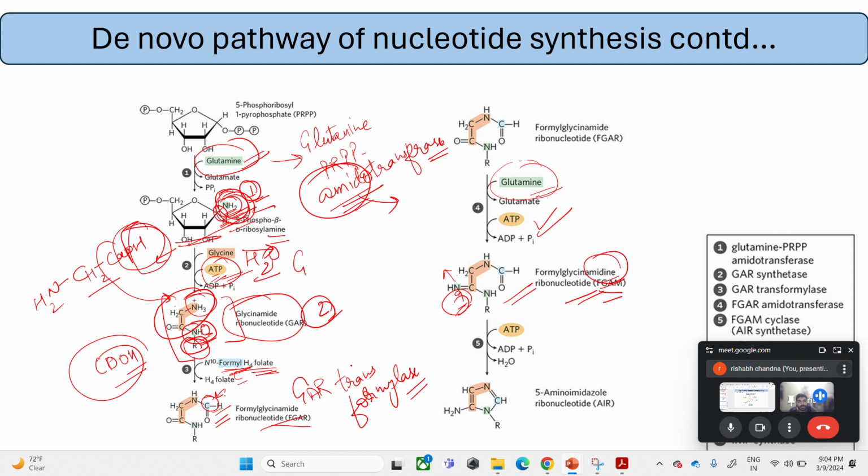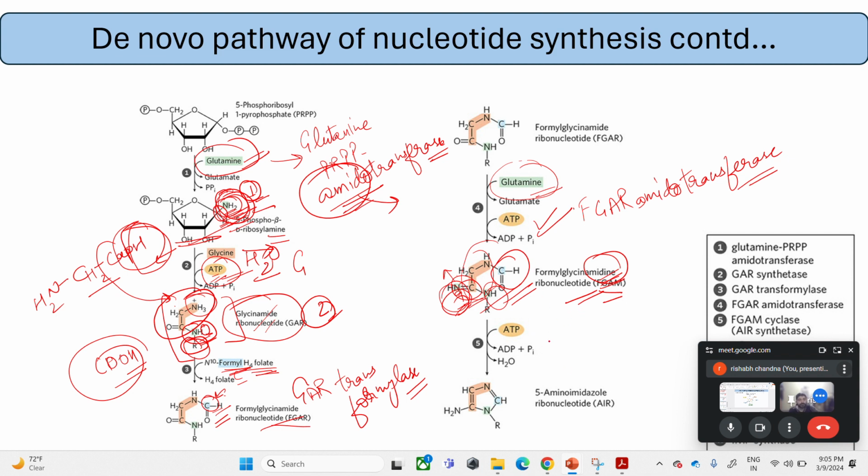Glycinamidine. Here it was glycinamide, and here it is glycinamidine, because the double bond nitrogen is being attached here. This is governed by the enzyme called FGAR amidotransferase. Now one molecule of glycine has donated its group, formate has donated its group, and two molecules of glutamine have donated their groups.